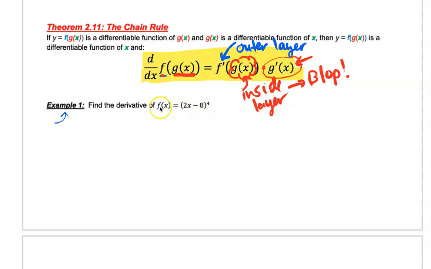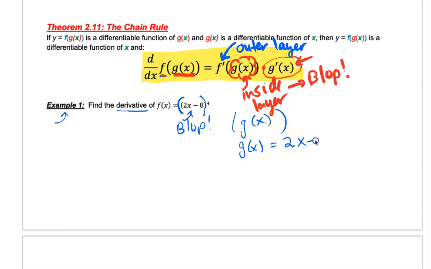In example 1, we have the function quantity 2x minus 8 raised to the 4th power. And we're finding the derivative of that function. So what I want you to notice is that we basically have an outside layer of taking something and raising it to the power of 4. We can think of that something as our blop. And our blop is, in formal terms, our inside function, our g of x. So our g of x in this case is 2x minus 8. That's our blop in this case.